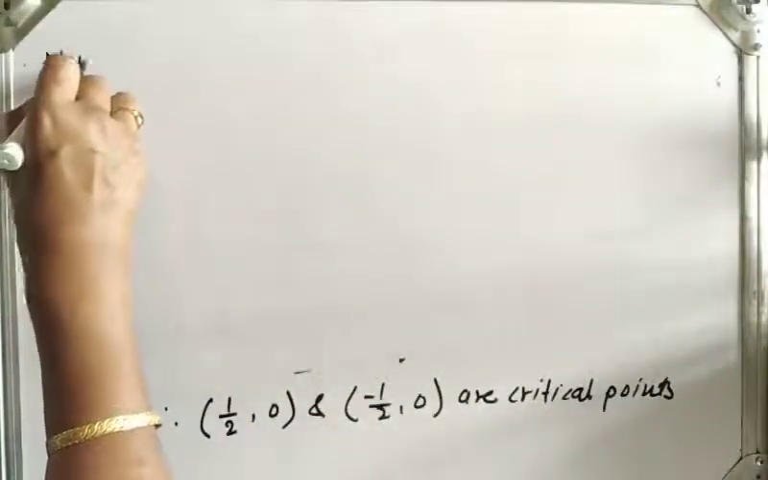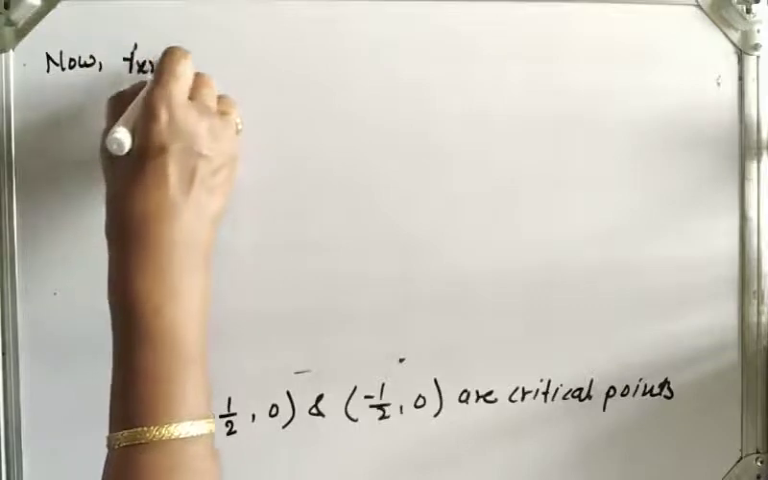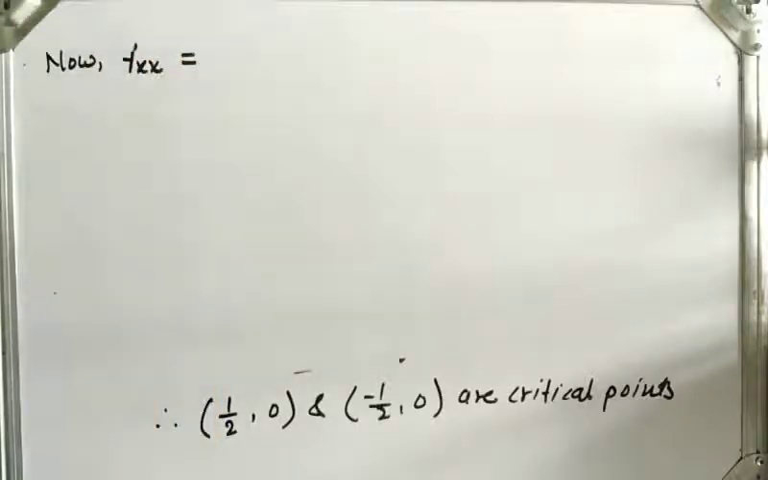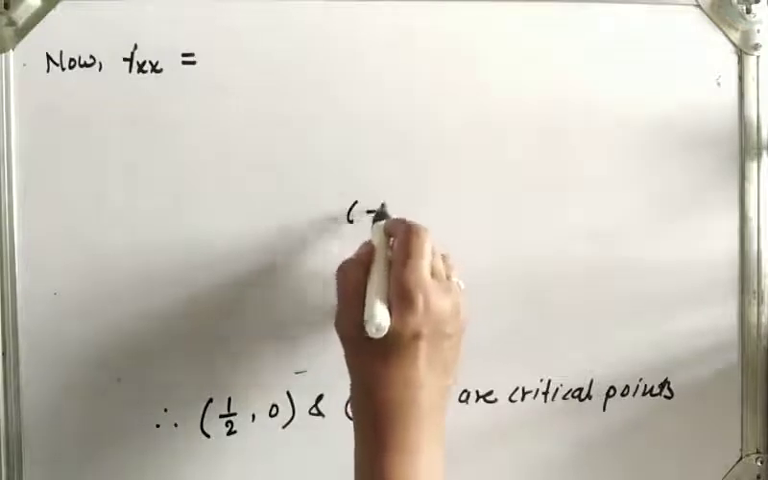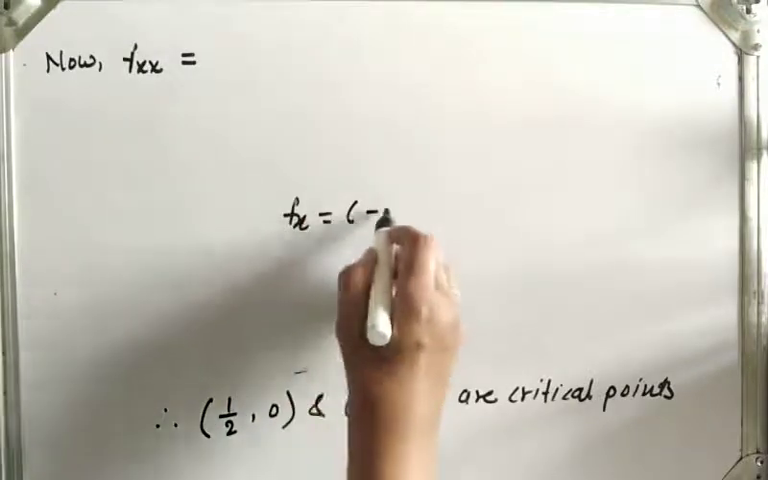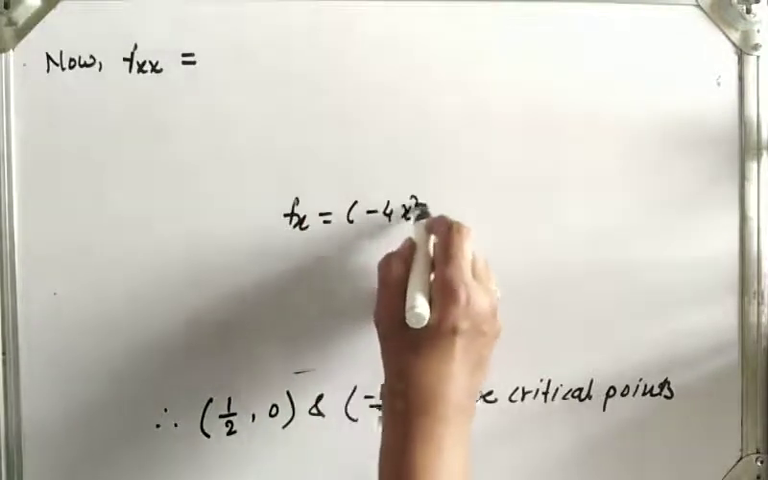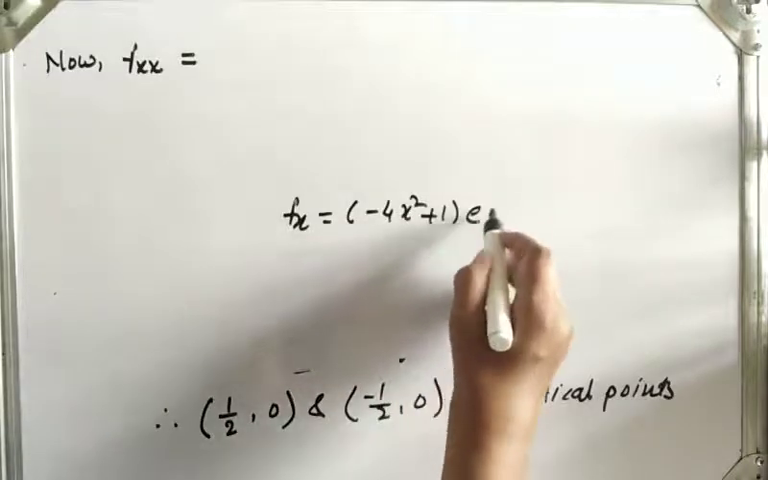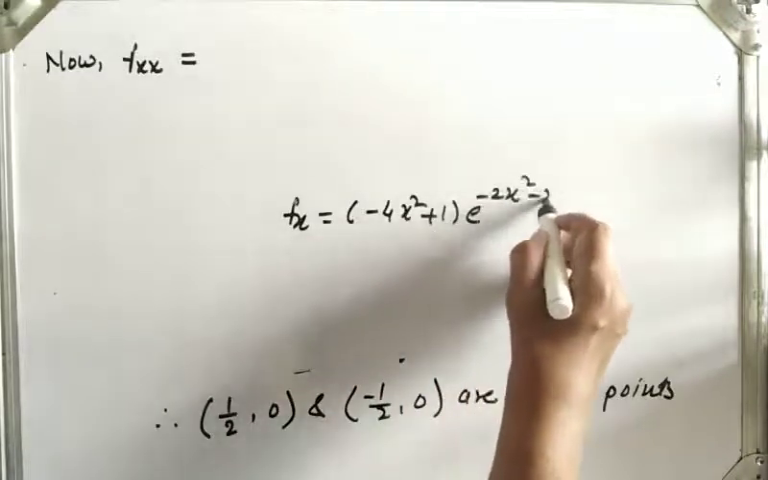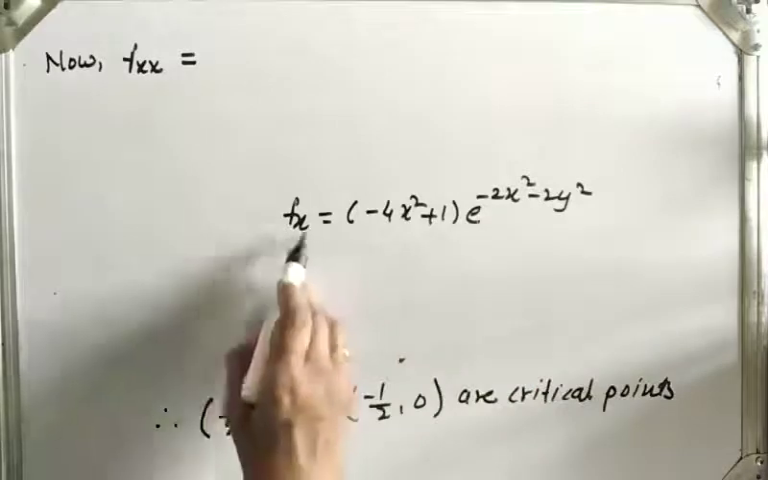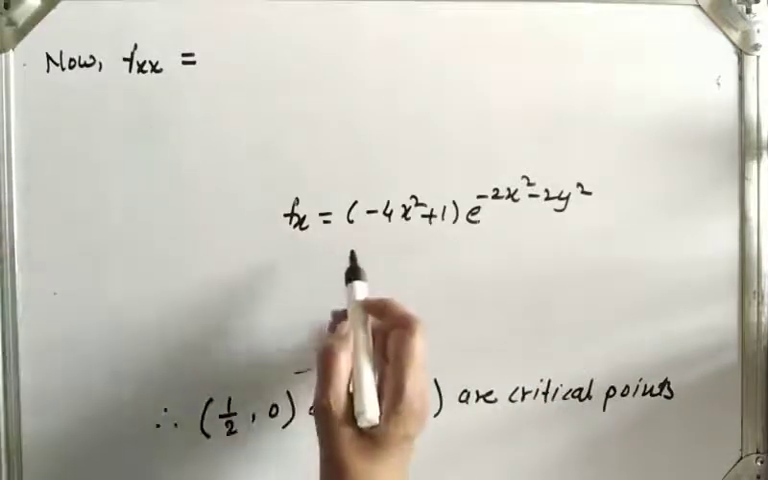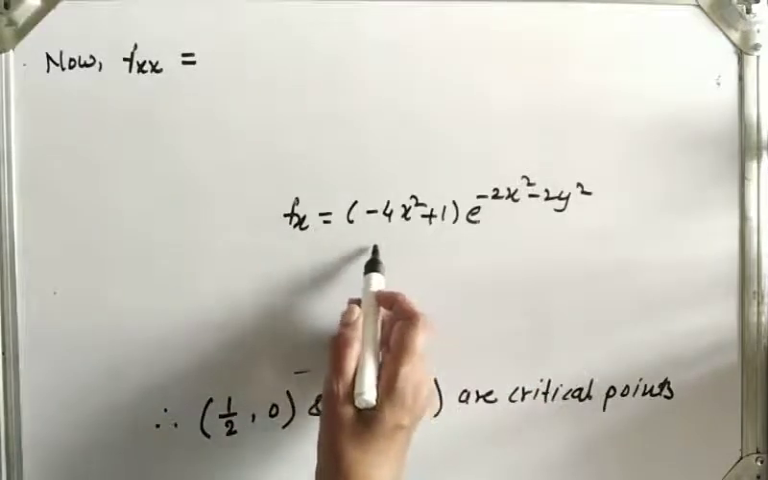So now fxx is equal to, what was our fx? Our fx was (minus 4x square plus 1) into e raised to minus 2x square minus 2y square. So fxx, its partial derivative with respect to x again.